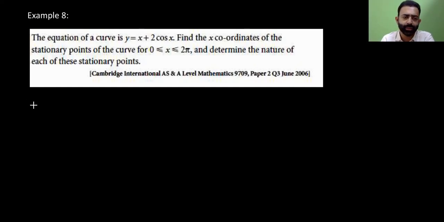So first step is finding out the gradient, which is 1 minus 2 sin x. X derivative is 1, cos x derivative is minus sin x, and 2 will remain constant. Okay, so 1 minus 2 sin x. Now we put this equal to 0 to find out the stationary point. That means value of sin x is half.